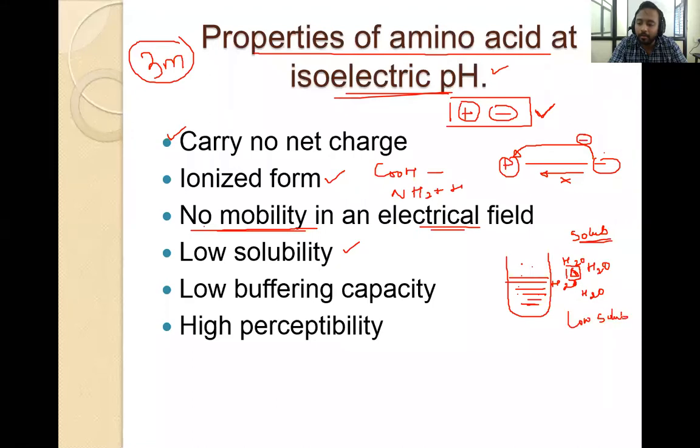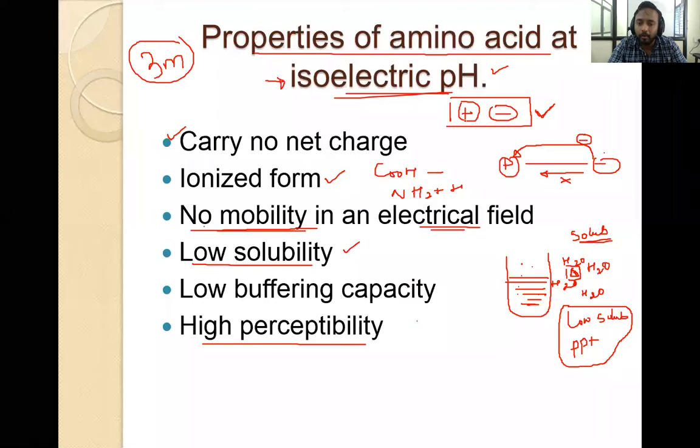If it is less soluble, what happens? It will precipitate. If it has low solubility, then obviously it will precipitate as an individual substance. So low solubility and high precipitability at this pH. At this isoelectric pH, because it carries no charge and is electrically neutral, it has less interaction with the solvent. Hence it has low solubility and high precipitability.